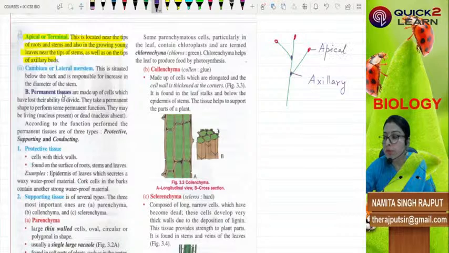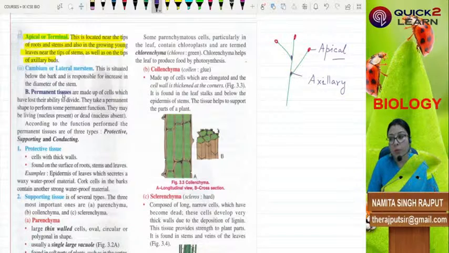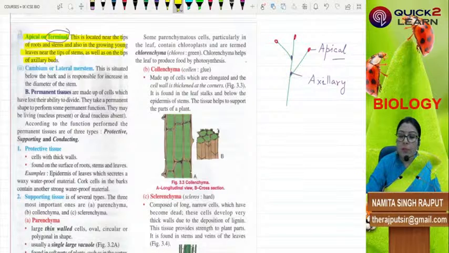You must know this difference because it will be useful when you study plant hormones also. In 10th class you have a chapter related to plant hormones. It will be useful there. So apical or terminal buds means which are present at the end of branches. That is why they are also called terminal. So these are present there.